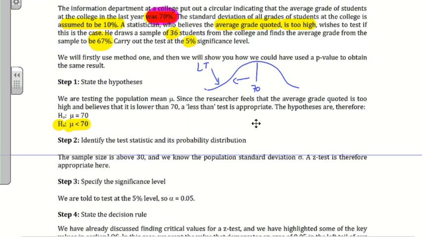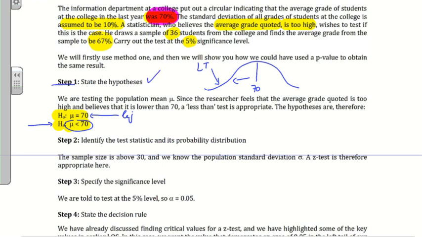But what is he saying? What is the information department saying? They're saying no. The mu, the mean, the average mark over here is equal to 70. And remember, guys, what is my job as a researcher? My job is to reject the null in favor of accepting the alternative that the marks are less than 70. Step number one, we have done.